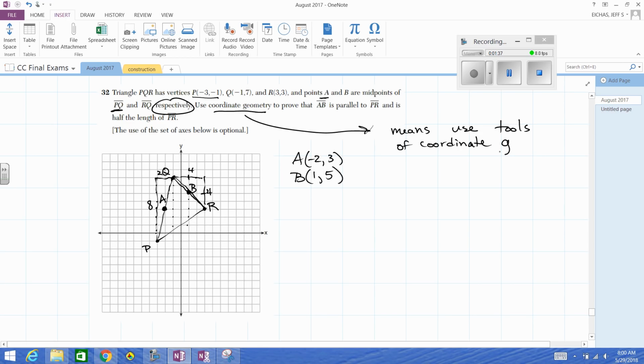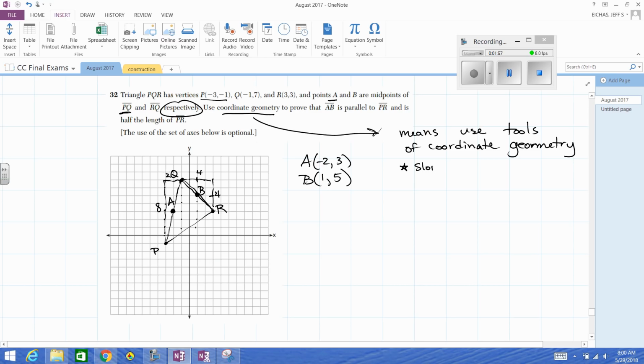Okay? Now, there is a theorem, the mid-segment theorem. But this is telling us to use coordinate geometry, not the mid-segment theorem. The mid-segment theorem is a synthetic geometry application. So when it says use coordinate geometry, here are your tools. You could use slope, distance or midpoint. There's only three. To prove parallel, you're going to use slope. To prove half the length, you're going to use distance. So let's go get them.